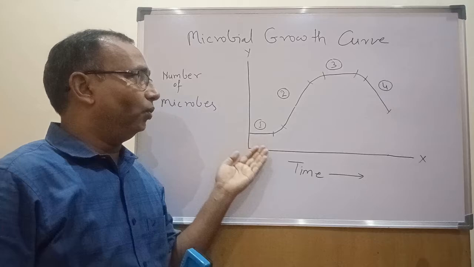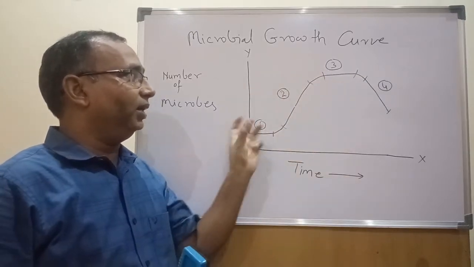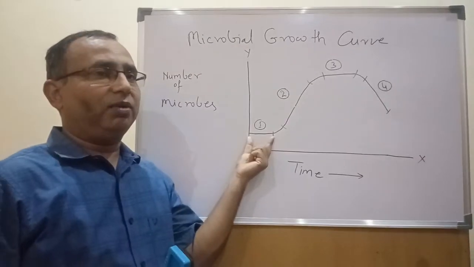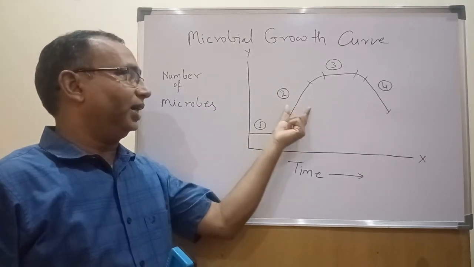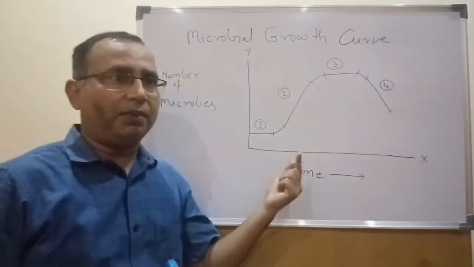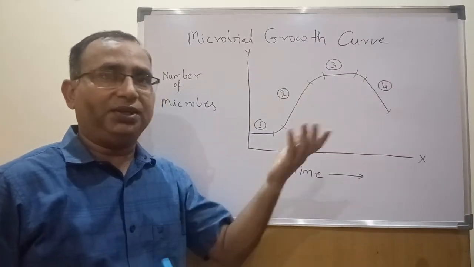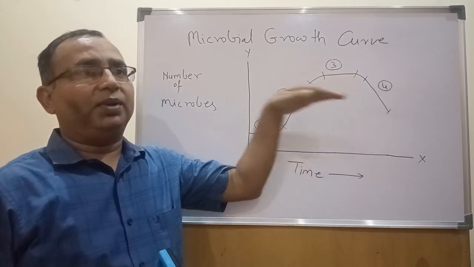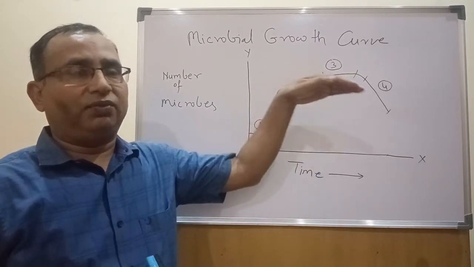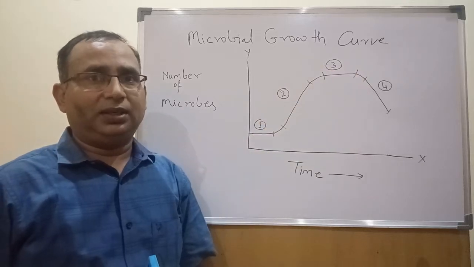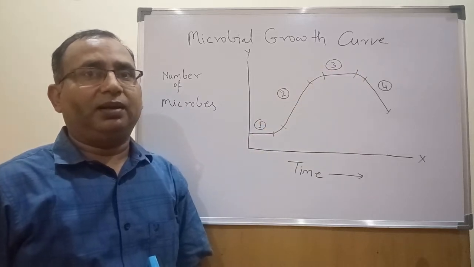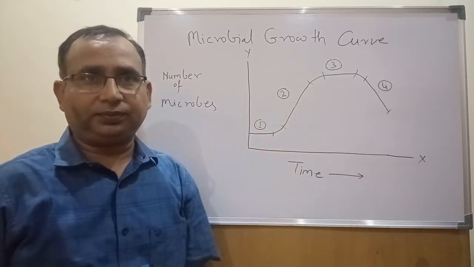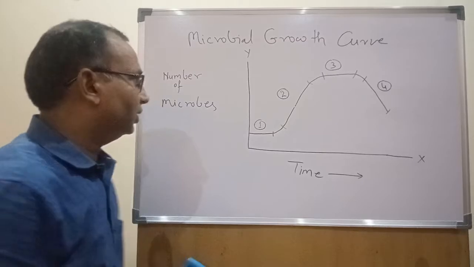So thus the whole microbial growth curve can be divided into 4 different segments. First one where microbial population remains constant, second one where microbial population increases very rapidly, third one where microbial population remains constant, and the fourth and the last one represents where microbial population keeps on continuously decreasing. So let's discuss one by one.